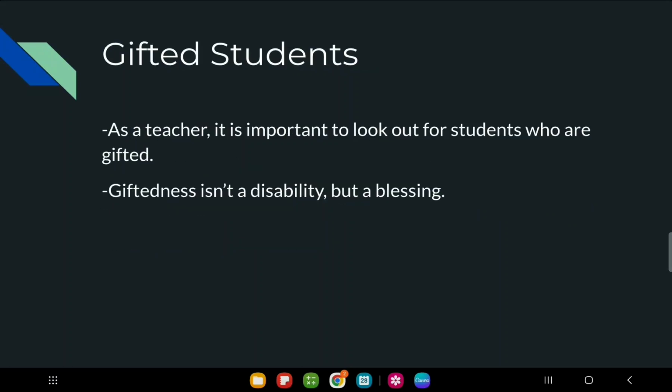As a teacher, it is important to look out for our students who are gifted. And in my opinion, giftedness isn't a disability, but a blessing.